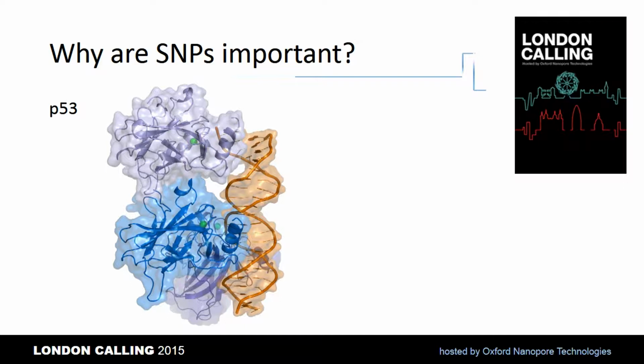Cancer typing is an example of the emerging diagnostic use of SNPs. For example, many SNP variants of the tumor protein 53 gene are implicated in cancer severity and progression. Curiously, most p53 SNPs are located outside of the coding regions of the gene.